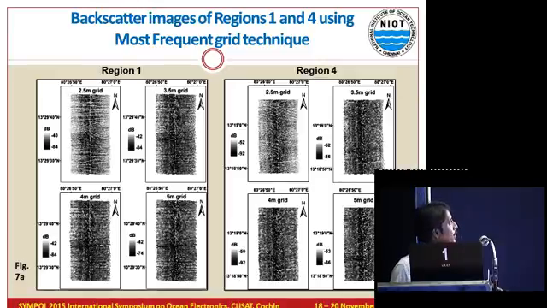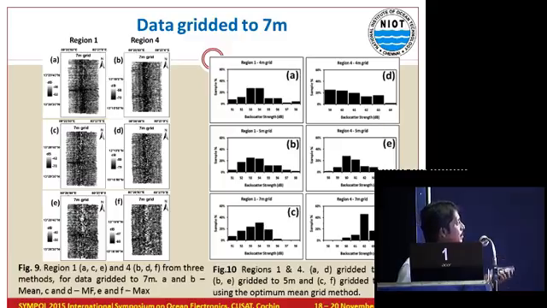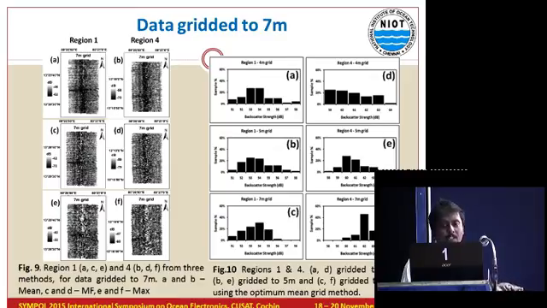This is for the most frequent technique. Here, for region 1, the maximum backscatter strength is minus 40 dB, whereas for 5 meters it is minus 42 dB. It shows only a 2 dB reduction. For region 4, it is only a 1 dB reduction. And for the maximum technique, there is no change at all from 2.5 to 5.5 meters. So from these backscatter images of the 3 techniques, we can consider the optimum method to be the mean grid method.